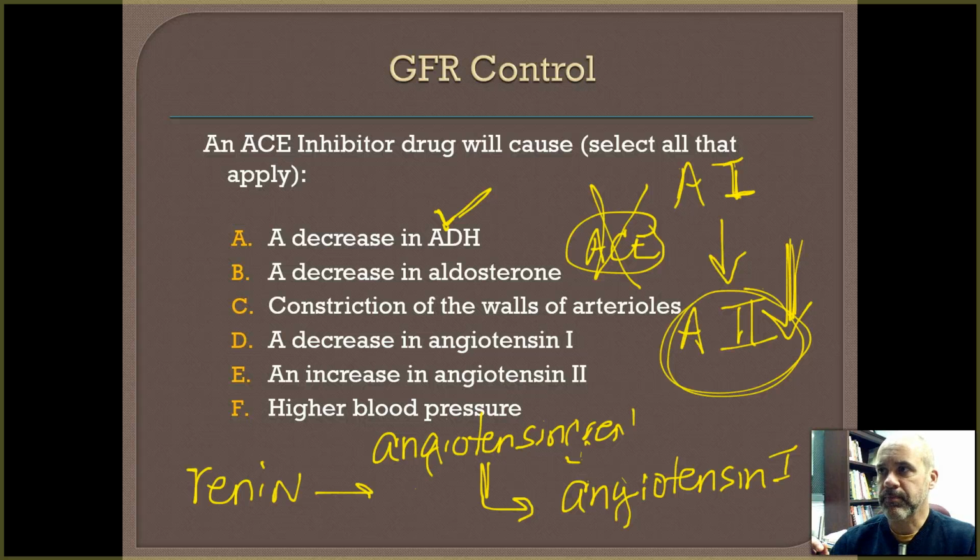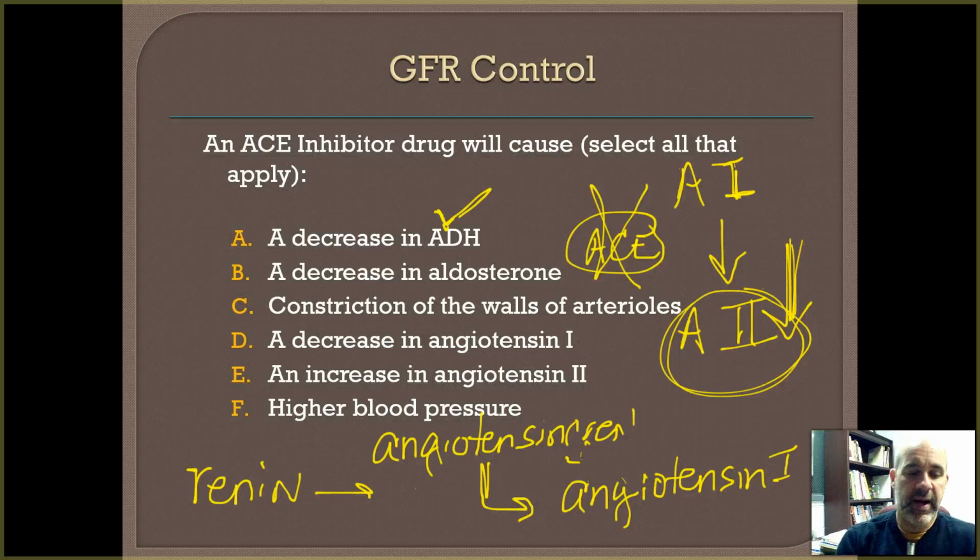Remember, a person would take an ACE inhibitor drug because they have high blood pressure or low blood pressure. Hopefully you're thinking high blood pressure. If you take an ACE inhibitor, it's because you have higher blood pressure, and they're trying to help keep this renin, angiotensin, aldosterone system under control so that it doesn't try to raise your blood pressure even more than it normally would be.